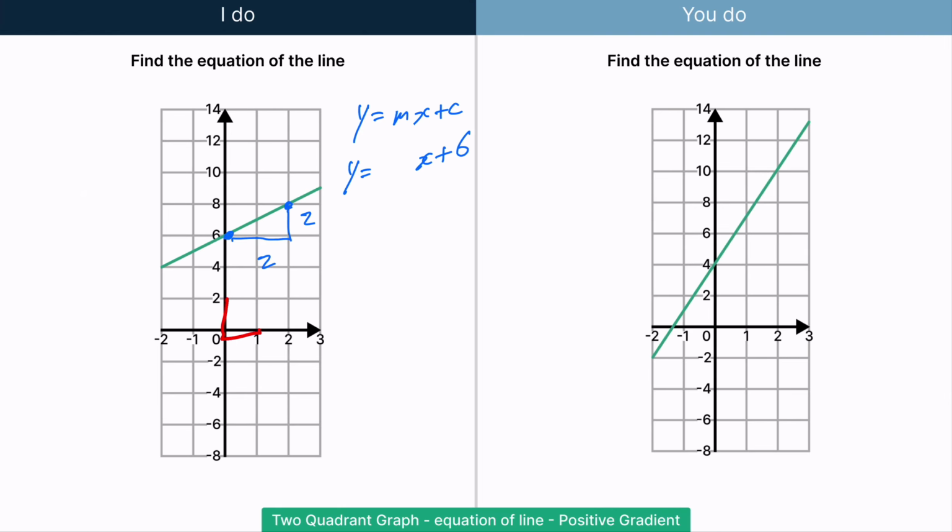And you can see that down here. Each square going up is 2. Each square going across is 1. Okay? So that's 2 by 2. So 2 divided by 2 is just 1. So my final answer is y is equal to x plus 6.